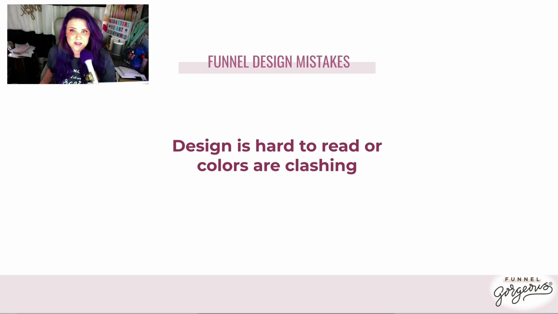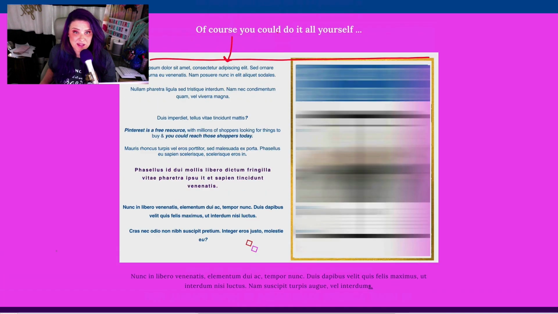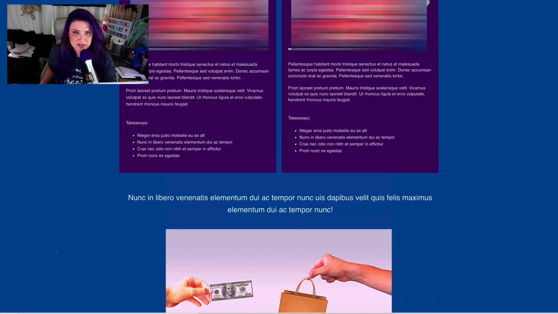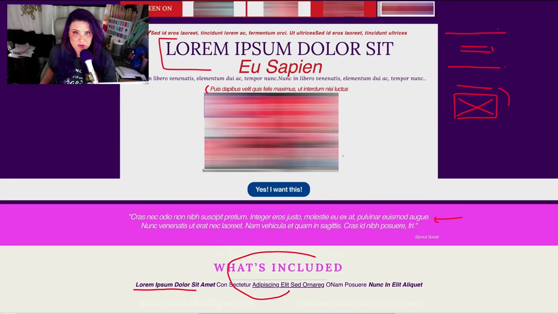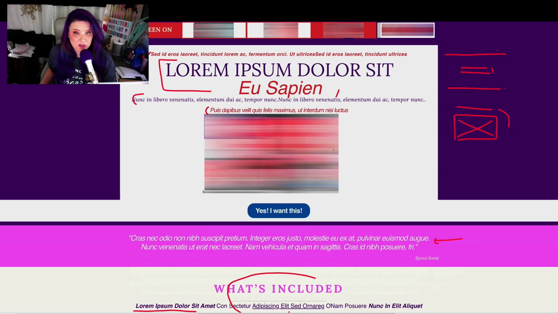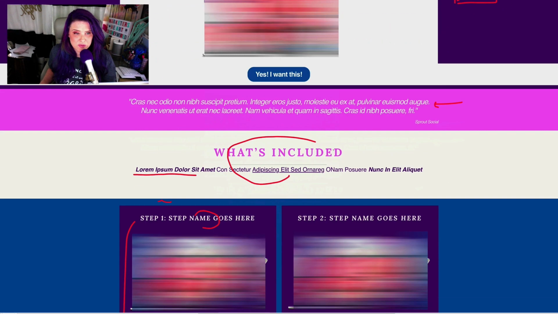The next funnel design mistake is that the design is hard to read or the colors are clashing. And so this is really just about aesthetics. So this is about your eyes. And so you can see there are some areas that are slightly harder to read. Anytime you have an italic, that's going to be a little bit hard to read. There's a lot of different fonts going on here, so that makes it hard to read as well.